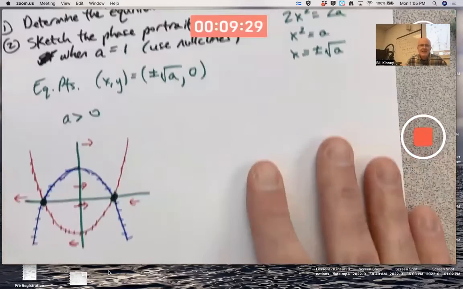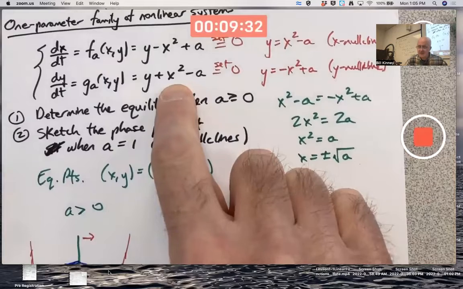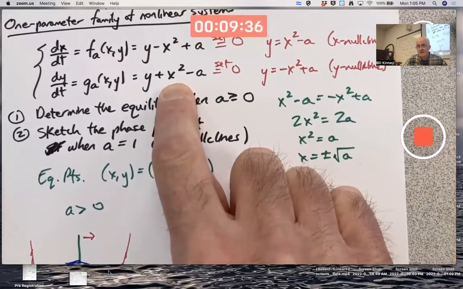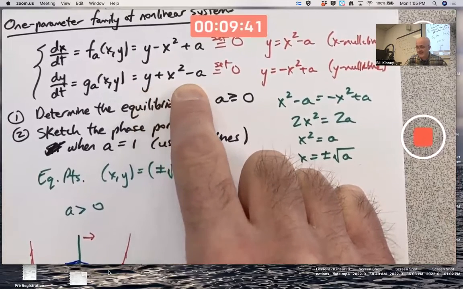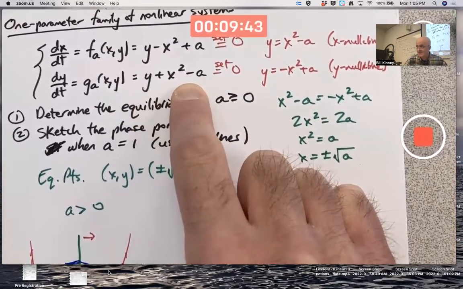dy dt. Think about the sign, positive or negative of that. Again, you could plug in the origin as a test point. Plug in x is 0, y is 0, you get 0 minus a is negative a. And if a is positive, that's negative.